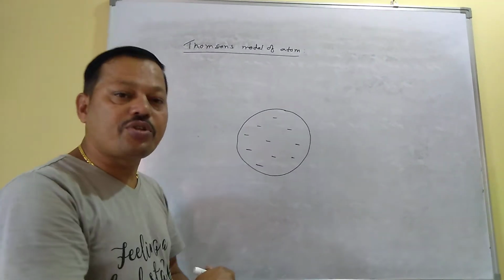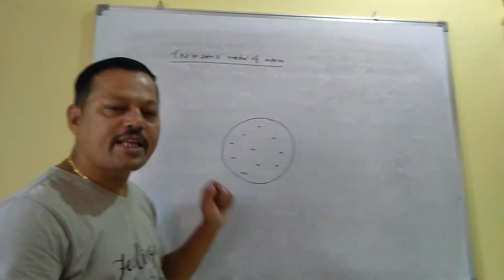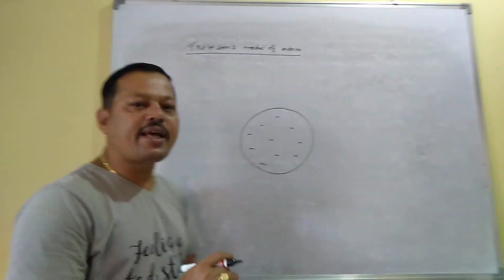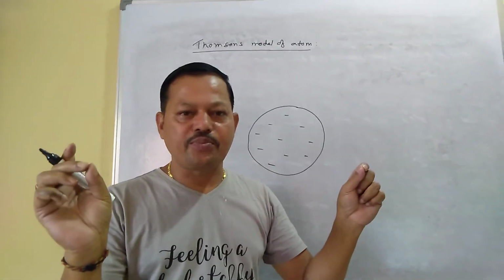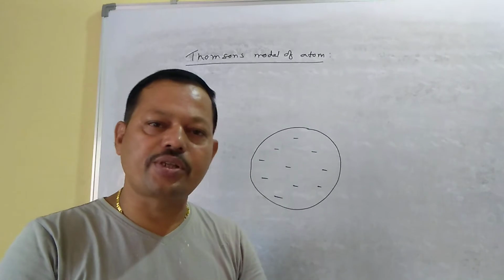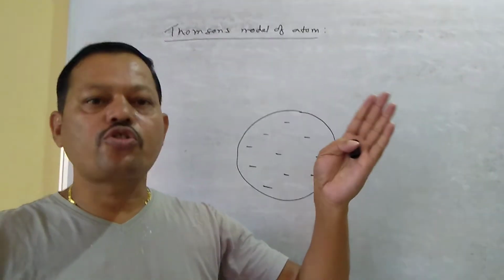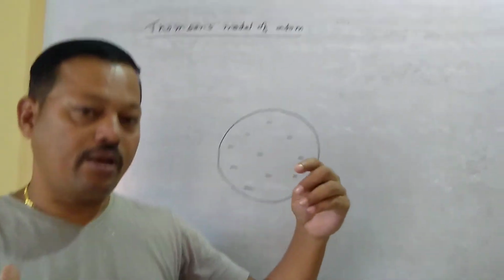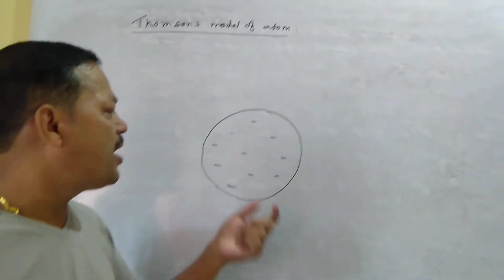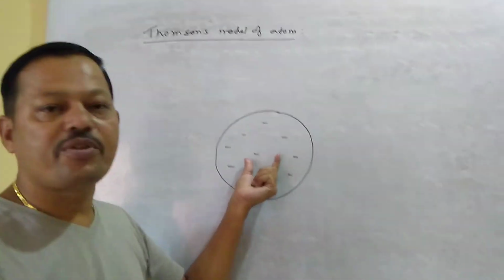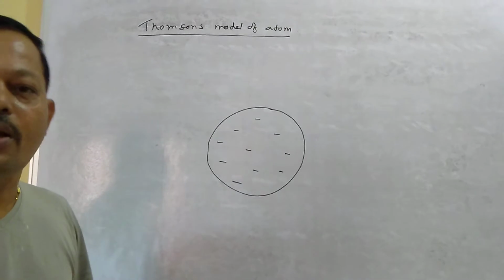In this way it becomes neutral. Secondly, Thomson said how it maintains the stability of the atom. Actually, inside the atom, two types of forces exist. Some repulsive forces take place, and also some attractive forces take place. According to Thomson, the force of attraction is equal to the force of repulsion. In this way, they balance each other, and the atom becomes stable. So in this way he explained the stability of the atom also.